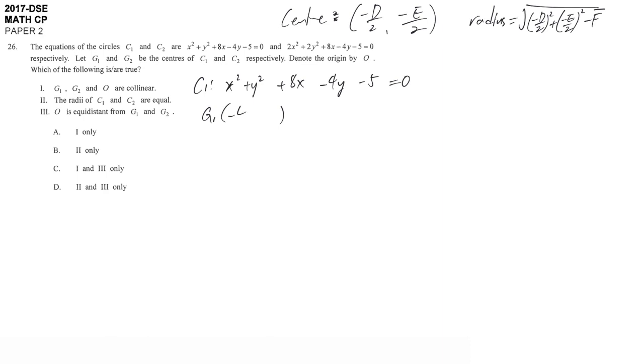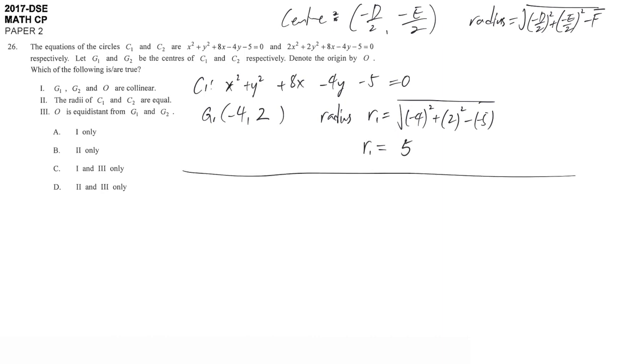So this is negative 4, while negative 4 divided by negative 2, we get positive 2 here. And the radius, maybe I call it R1, is equal to square root of negative 4 squared plus 2 squared and then minus f, which is negative 5. Then we get square root 25, that means R1 is equal to 5. Similar reason, we're going to consider C2, the second circle.